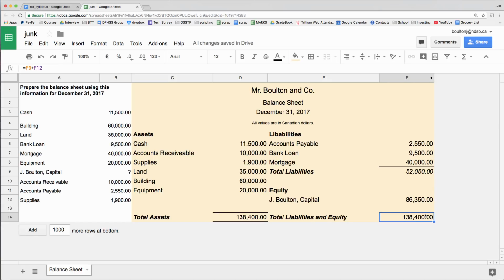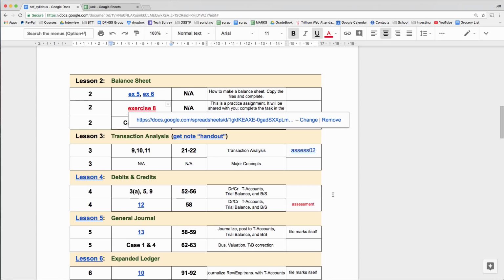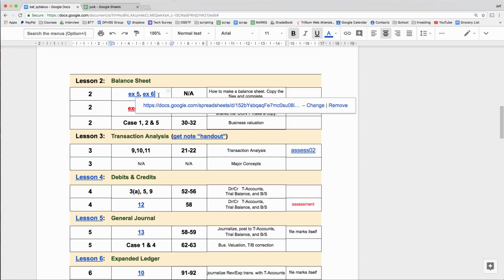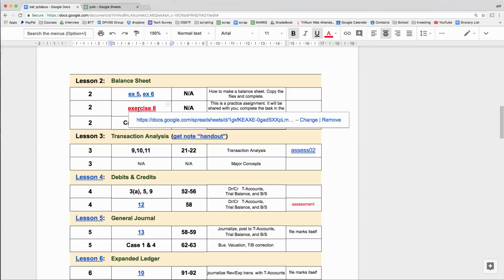So that's pretty much it. All I need to do now is take a stab at a couple of them. You can see them right here. There's exercise 5 and 6. And if you feel really confident, you can ask me for exercise 8. But eventually I'm going to share that with everybody and we'll see how we're doing. And then we'll move on.